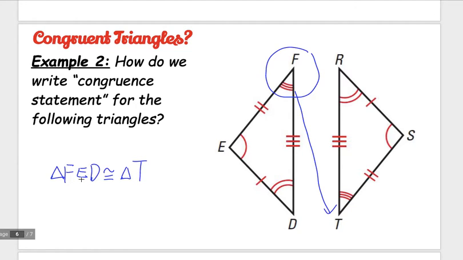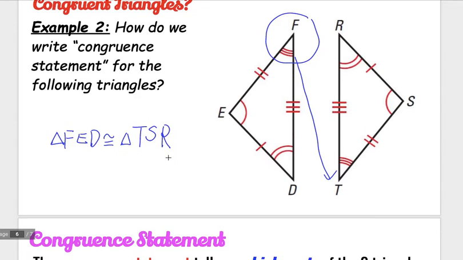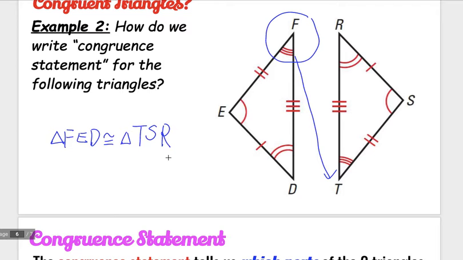The next I use E. Angle E is here. Which one is matching to that? S, yes. And the last part, of course, there's only one left. Left is R, so triangle FED is congruent to triangle TSR. If you use a different order, always check, do you have the same order?